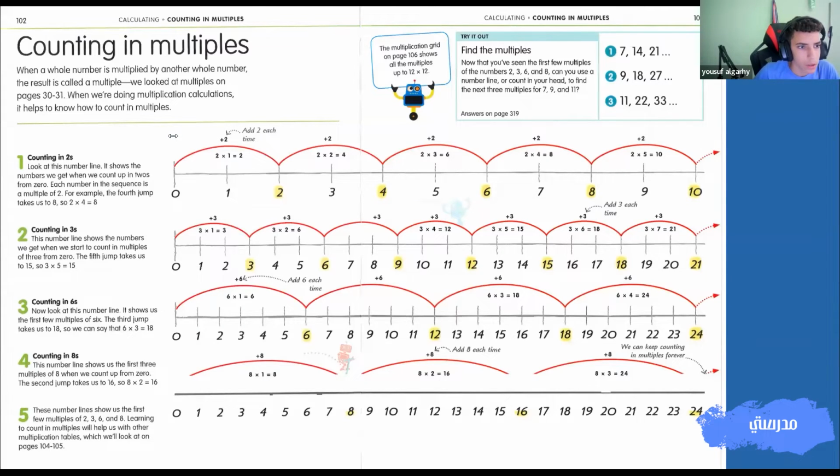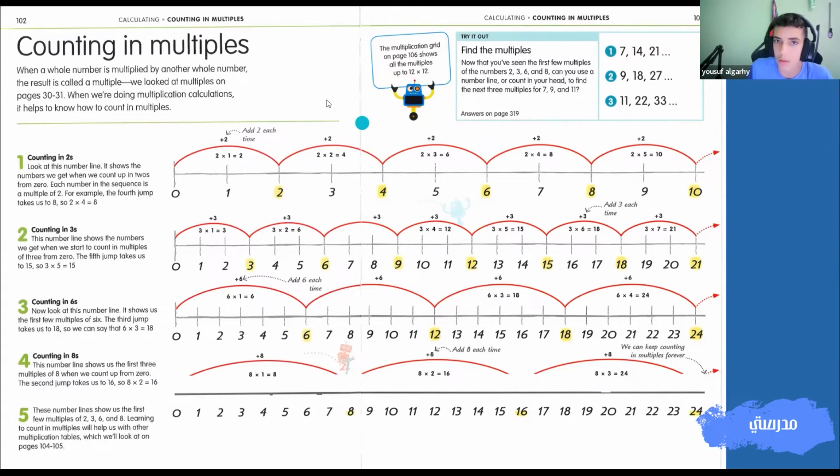Someone said that they don't understand counting with multiples, and that's okay. I'll explain it to you. Let's use 2 as an example. 2 times 2 is 4. So counting in multiples, we go 2, 4, 6, 8, 10, 12, 14, 16, 18, 20. How we did that: 2 times 1 equals 2, 2 times 2 equals 4, 2 times 3 equals 6, and you just keep going up by 1.